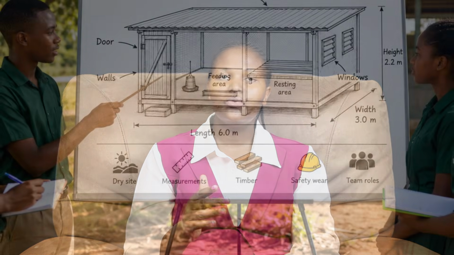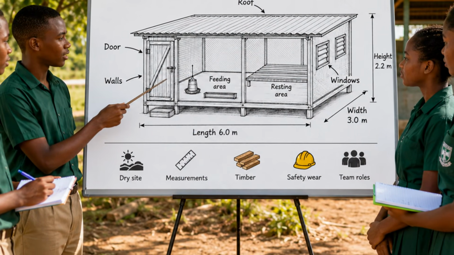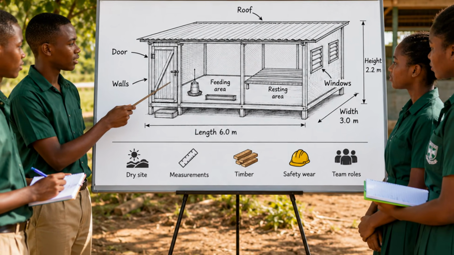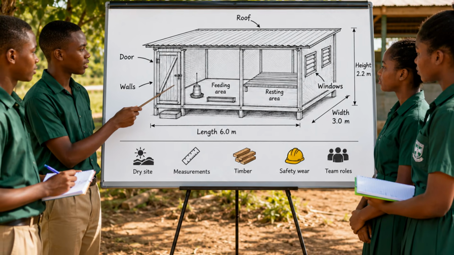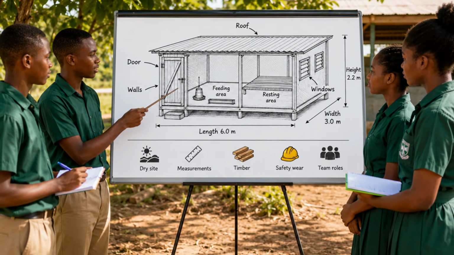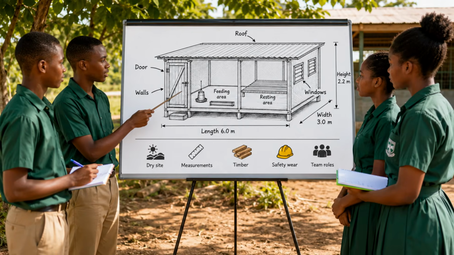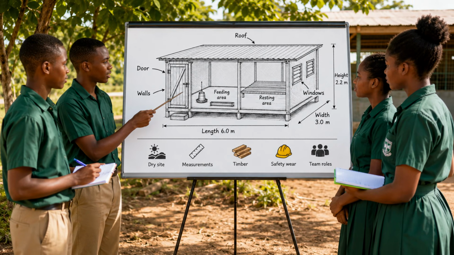And then next, describe the site you have selected and explain why the site is suitable. For example, you can say that we have selected a dry area that receives fresh air and does not flood. And then with that, you can go ahead and show your simple drawing, and then explain the measurements and the main parts of the structure using that drawing if you have it. And then mention the materials that you plan to use. So when mentioning the materials, explain why you selected those materials. An example is, we will use locally available timber because it is affordable and easy to obtain.